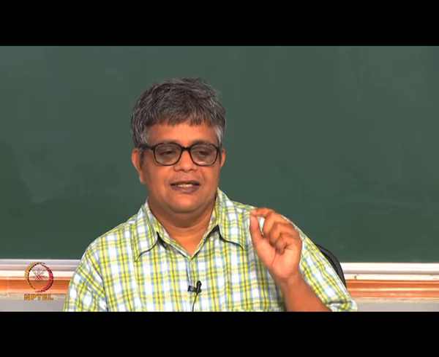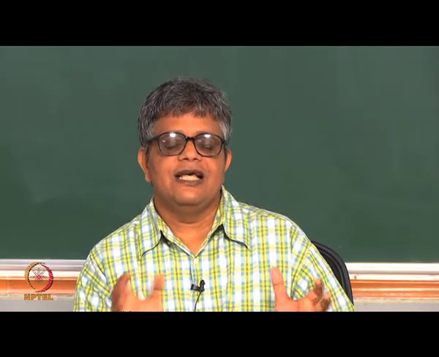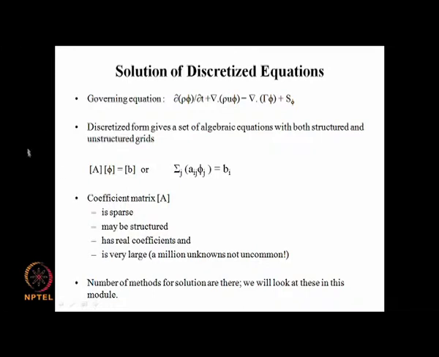So, we have what we can call as a compact computational molecule, in the sense that the value of the variable phi at a point is influenced only by a small number of the neighboring cell values, and the influence or the dependence does not go too far into the overall computational domain. So, because of this we will have only a few non-zero components, and therefore the matrix is sparse.